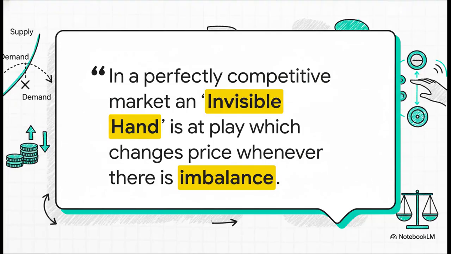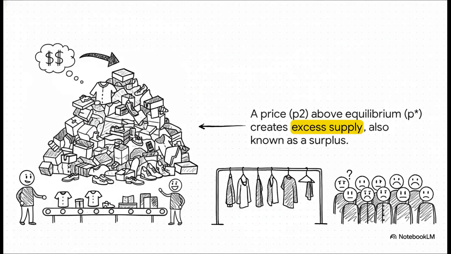Well, this is where the legendary economist Adam Smith comes in. He had this incredible idea he called the invisible hand. It's this natural force in a free market that, almost like magic, automatically starts pushing prices back toward that perfect balance point whenever they get out of whack. So let's watch this invisible hand do its thing.